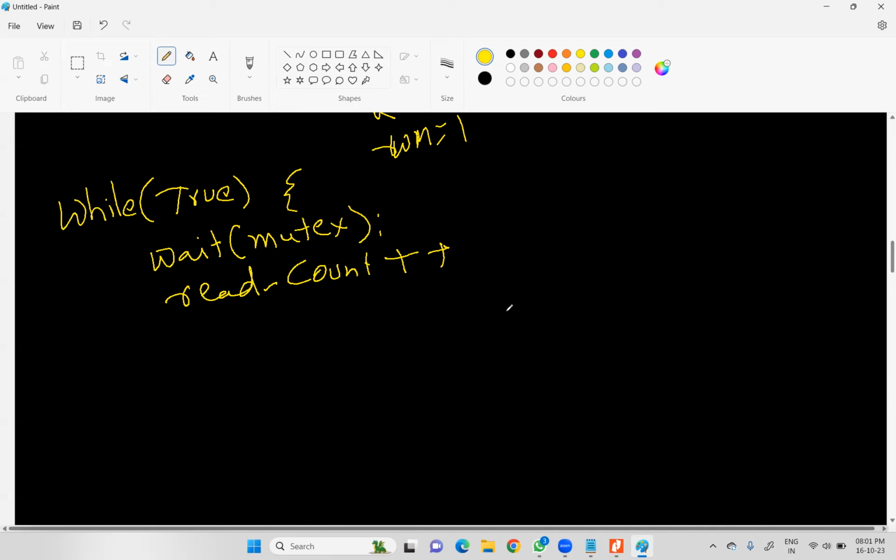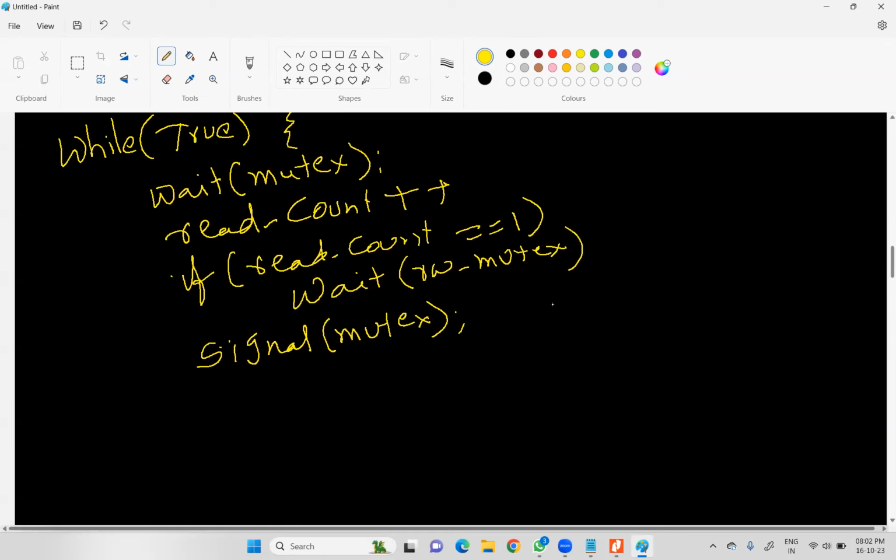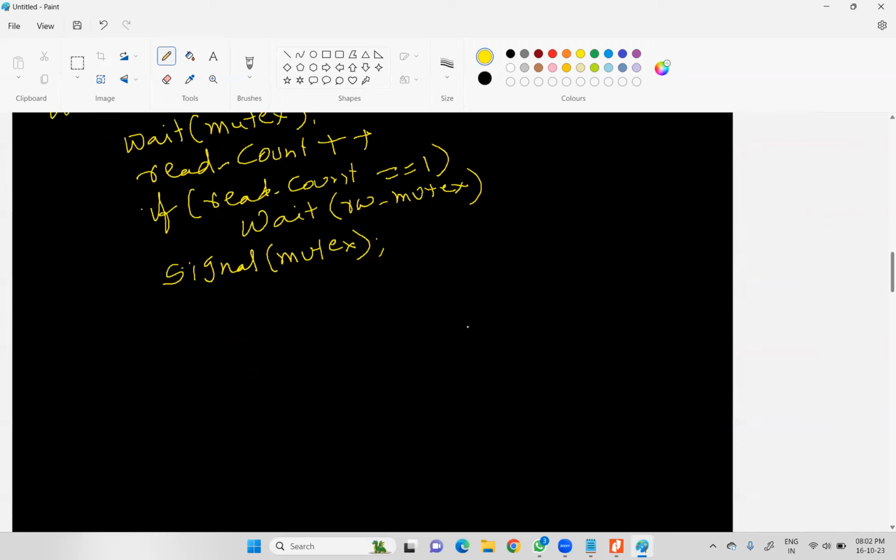If read count is equal to 1, okay, wait, so rw_mutex, అది ఒకటైతే దీన్ని ఎగ్జిక్యూట్ చేస్తా ఉంటాను. ఆఫ్టర్ పర్ఫార్మింగ్ దిస్ వన్, signal of mutex. Okay, so this is the specific operation which could be done, then followed by actual operation. Critical section is being taken here, okay.